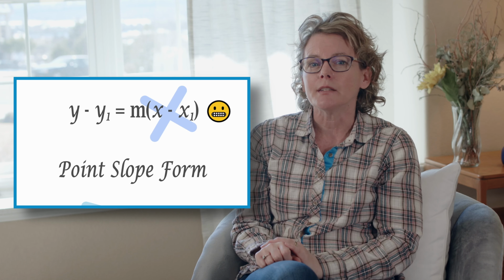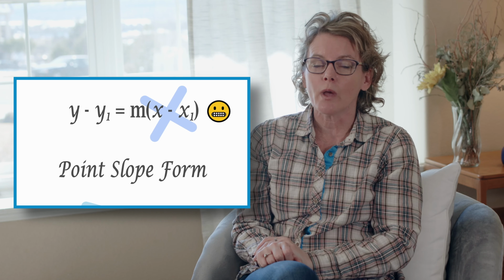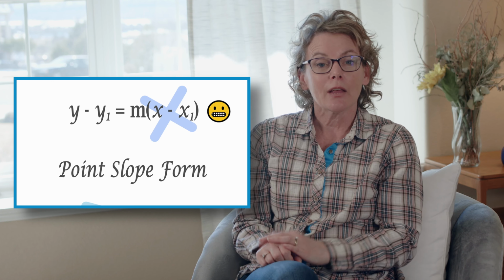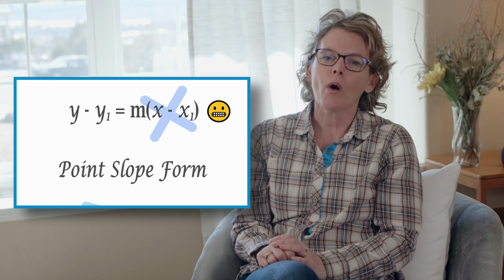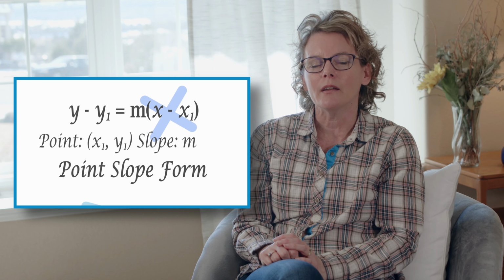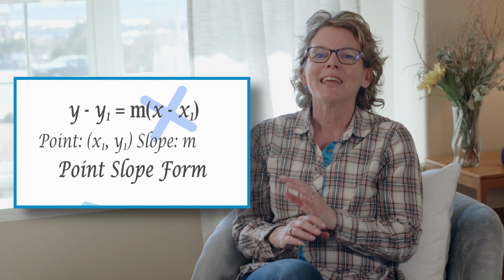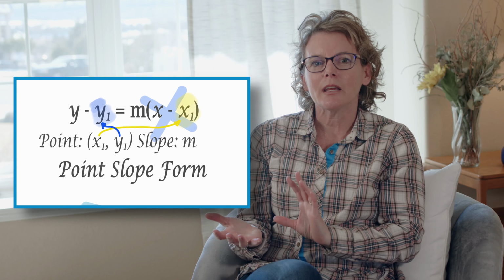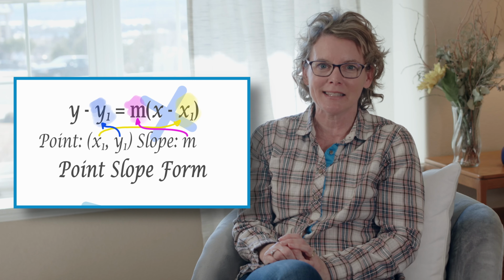As the name implies, we can use this form when we have any point on the line, not just the y-intercept, and the slope. Say we have a point (x1, y1) and a slope m. Here's where all the information goes. x1 here, y1 here, and the slope is always m. I'll show you how it works.